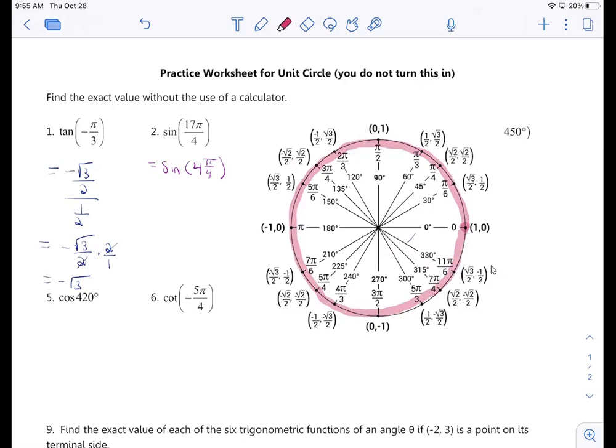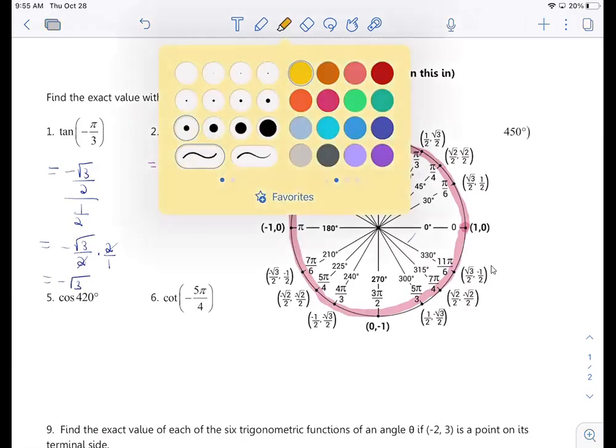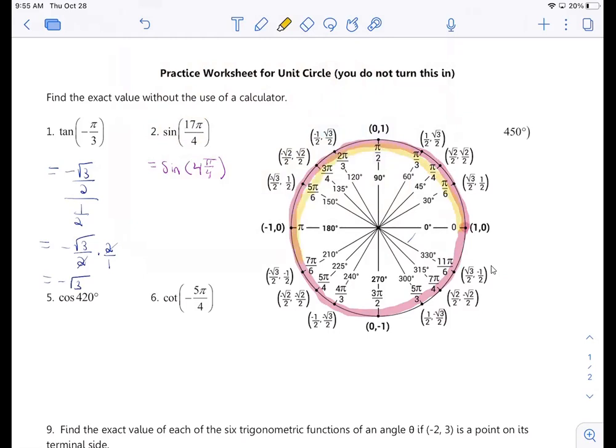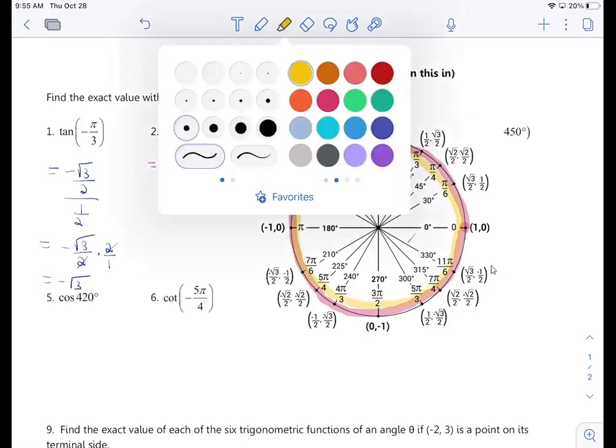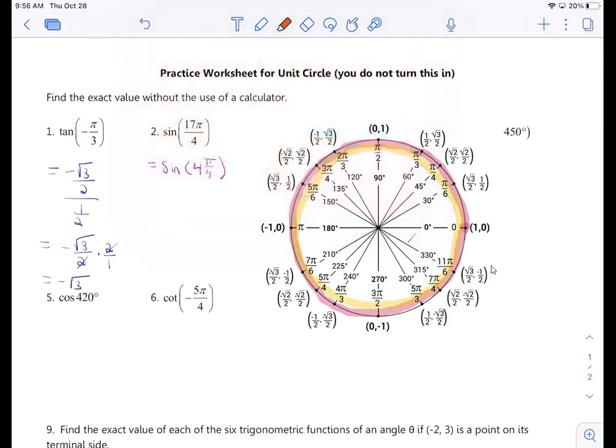Well, I need to get to 4 pi. So that's why I'm going to go around one more time. That's 4 pi. Then I need an additional pi over 4. So I stop right here.